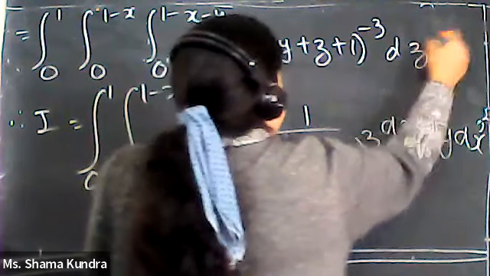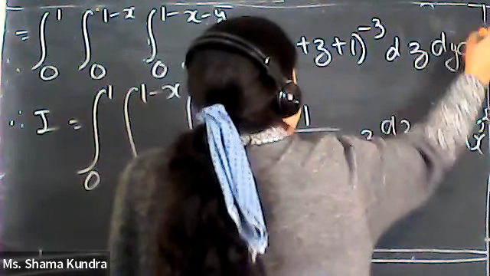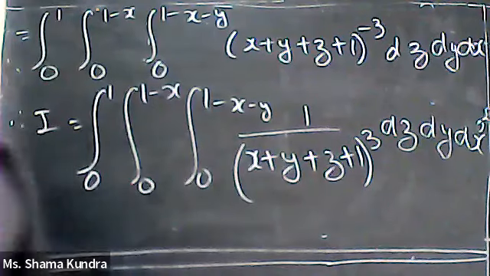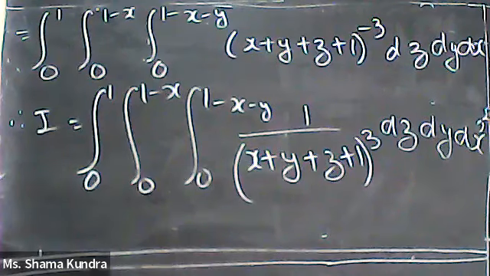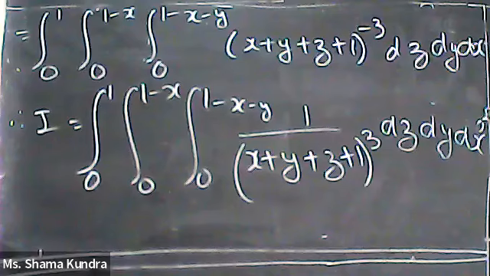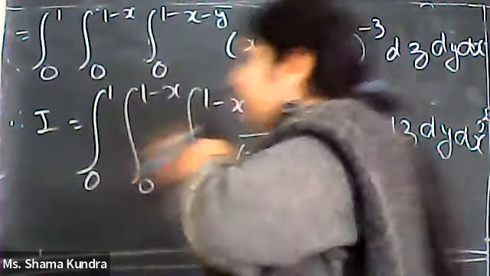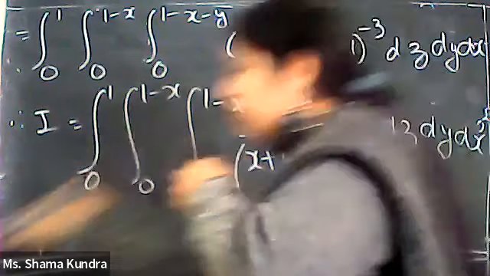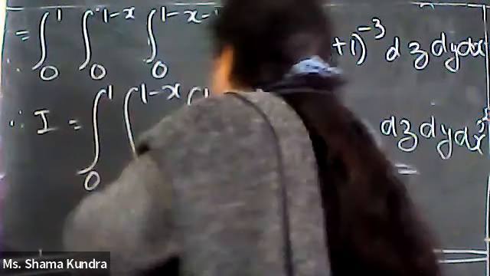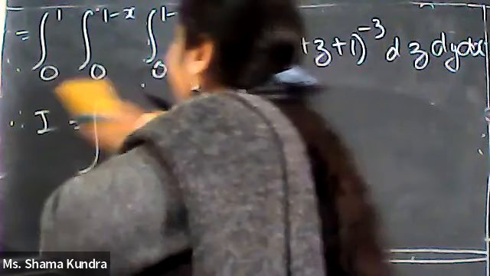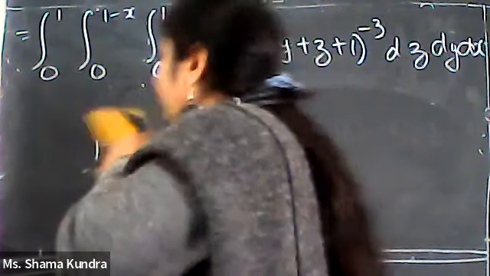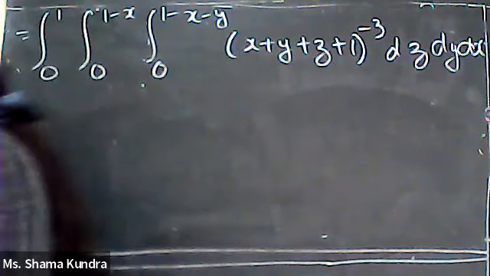And the limits are dz, dy, dx. Now we have to integrate first with respect to z, then with respect to y, and then with respect to x, same as we do in single integration.